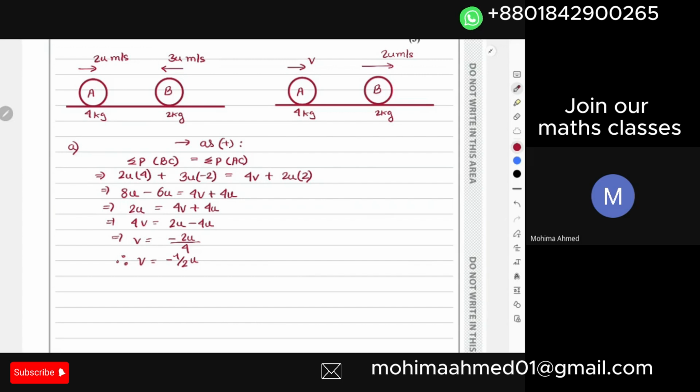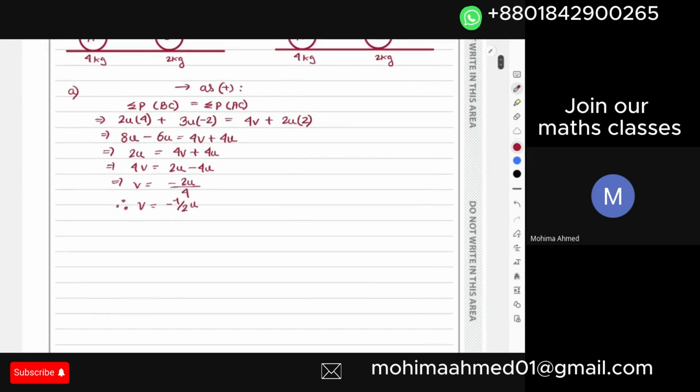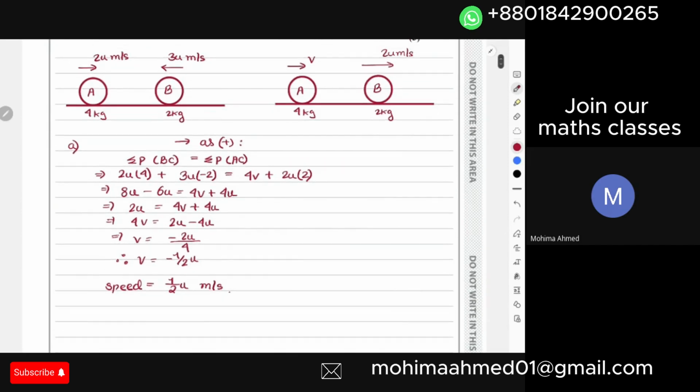So for this kind of case, if v is equal to negative half u, the problem is that if I was working with speed there is no problem. Speed will just focus on the magnitude, which is just half u meters per second. This is your part A. In part B, now they're asking for the direction. According to your assumption, the maths gave you a negative value. That means your assumption was wrong. I assumed that particle A would still continue to move to the right hand side, but my math says that no, particle A would have also reversed its direction.